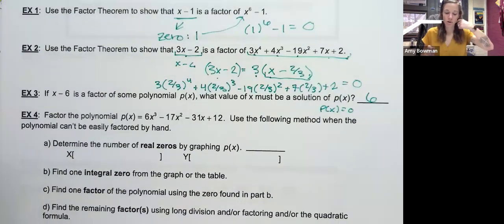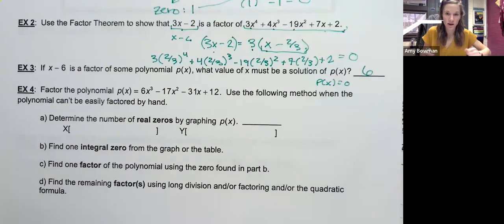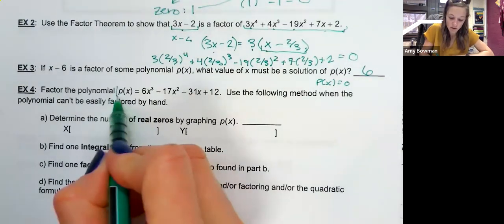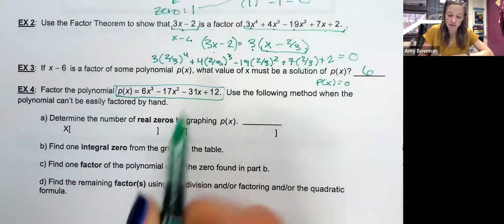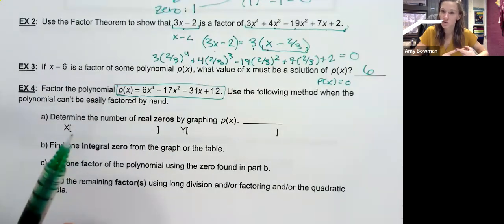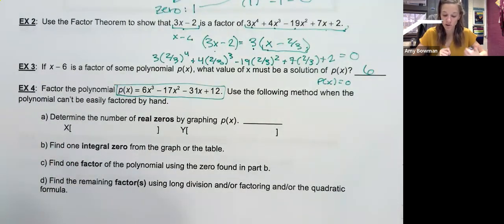Okay, so now we're going to talk about using a polynomial's zeros to factor it completely. Up until this point, we've done a lot of different factoring strategies. This polynomial right now is not a quadratic, so I can't use the factoring strategies for quadratics.